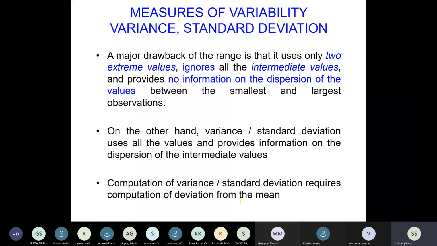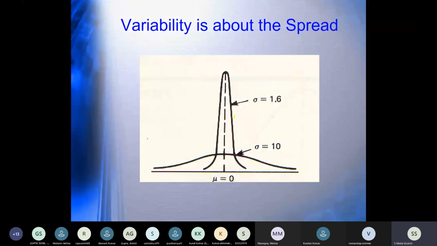So these are basic things, and computation of variance and standard deviation requires computation of deviation from the mean. These are all basic knowledge you all have. Here you can see two curves. The curve with the peak that is not spread so widely is called narrow, while the other one is very wide. Although their mean value may be the same, they differ.